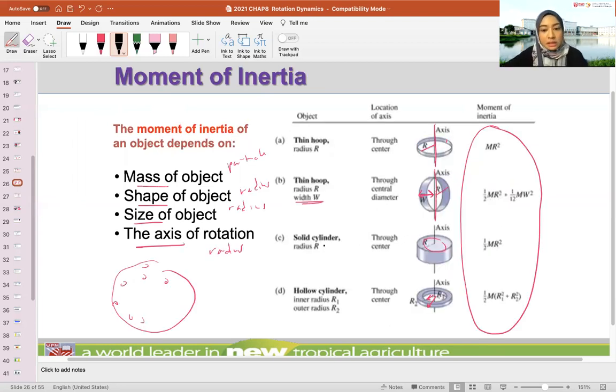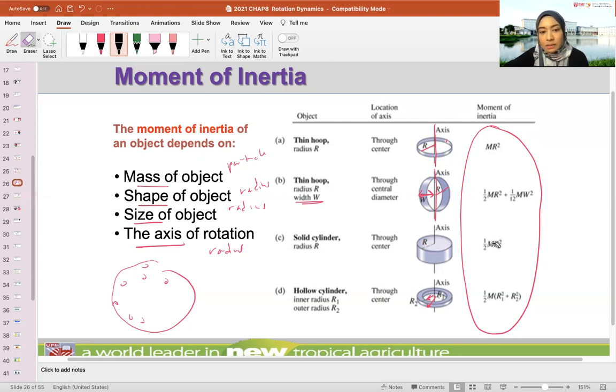We do have a solid cylinder of radius r and the axis of rotation is through its center. However, the orientation is different. Can we still use this equation or not? Yes. Doesn't really matter, right? As long as the axis of rotation is the same with respect to the object. So rotate je lah. So boleh pakai. So 1/2 mr squared.